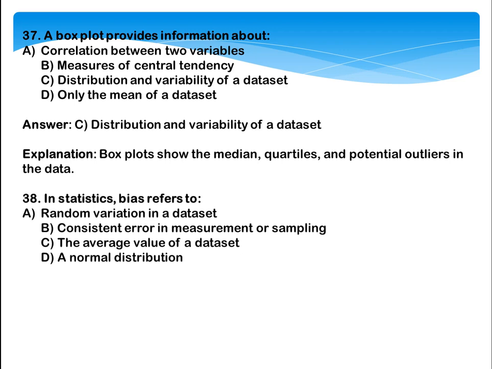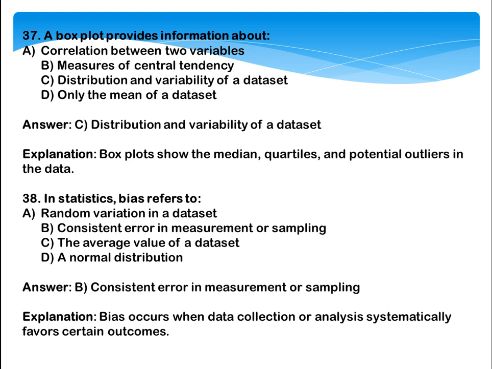38. In statistics, bias refers to A. Random variation in a dataset. B. Consistent error in measurement or sampling. C. The average value of a dataset. D. A normal distribution. Answer, B. Consistent error in measurement or sampling.